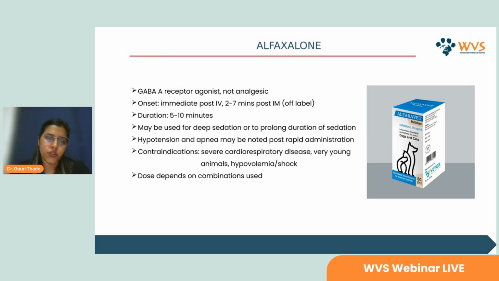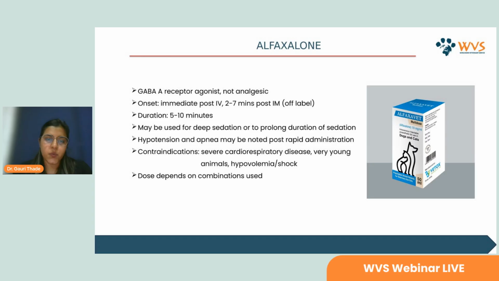Duration of action is short, it's around 5 to 10 minutes. It is usually used for achieving a deeper sedation or to prolong your duration of sedation as a top up. There is hypotension, and rapid administration can cause apnea. Contraindications are in severe cardiorespiratory disease, very young animals, hypovolemia, and shock. And the dose depends on what combination of drugs we're using it with. It can also be used as a standalone induction drug, but the doses are very high. So usually it can be used in combination with the opioids and alpha 2 agonists.